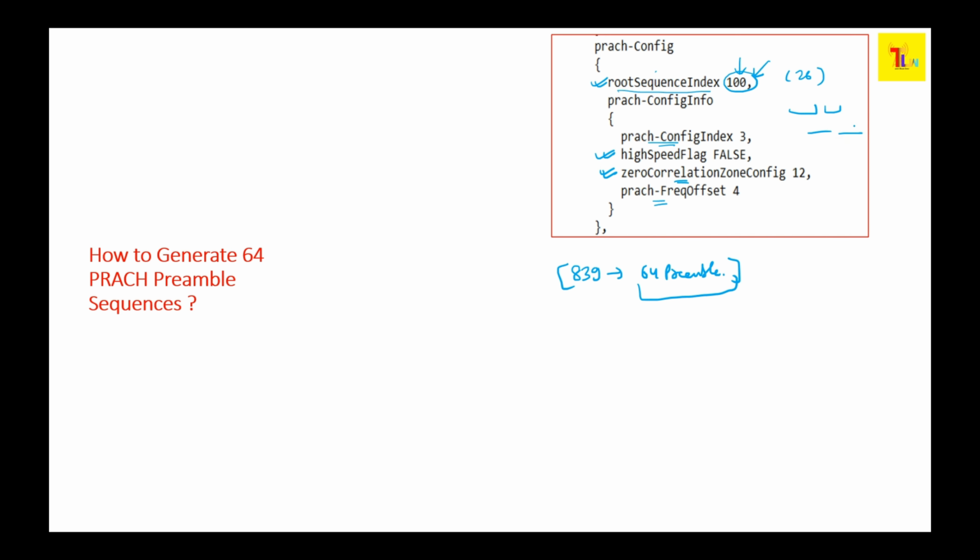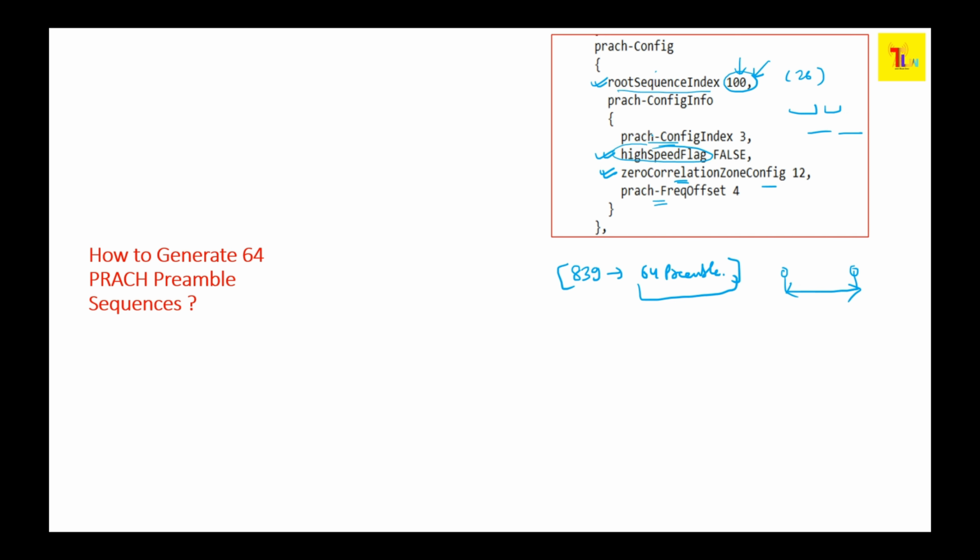So what exactly is zero correlation zone config giving you? Zero correlation zone config defines the cyclic shift between the sequences, or you can say the step size. Let's suppose this is one sequence generated, then the second sequence is generated after this particular step size. This is exactly your zero correlation zone config, in a very simple manner. Okay, now what is high speed flag?